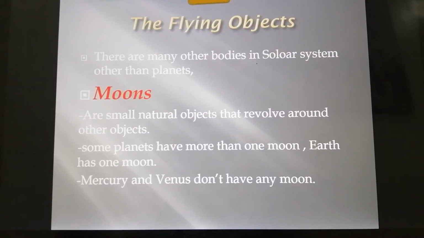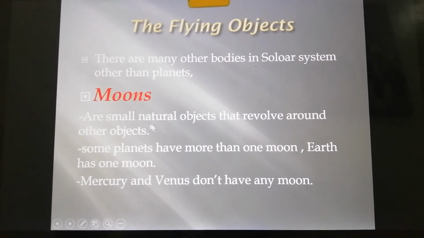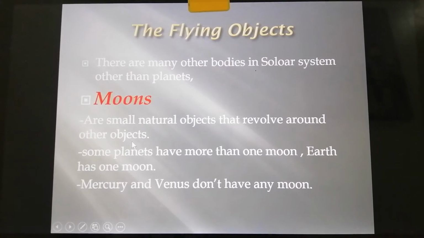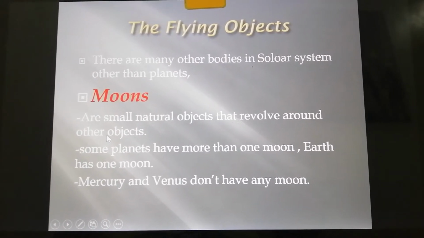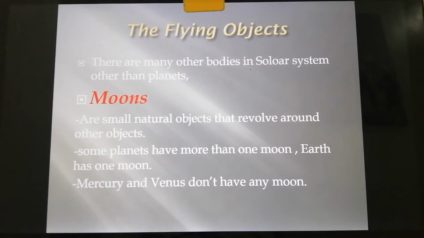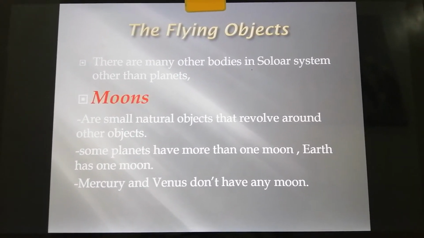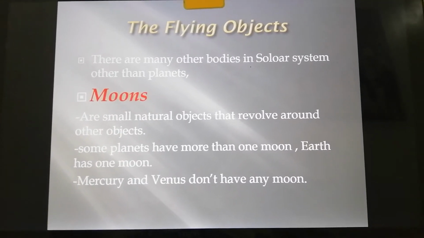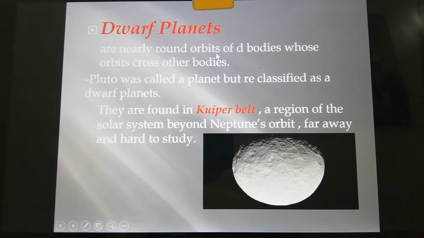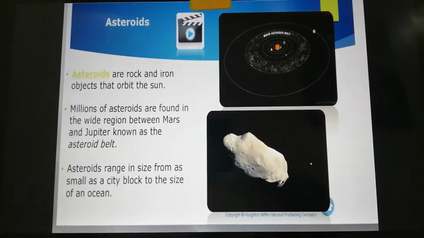Then we have the flying objects. We have the moons. The moons are small natural objects that revolve around the Earth or around the planets. Some planets have more than one moon. Earth has only one moon. Mercury and Venus don't have any moon. Dwarf planets, this is like Pluto. No need to know more information.